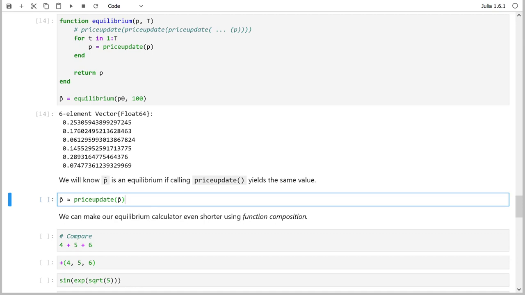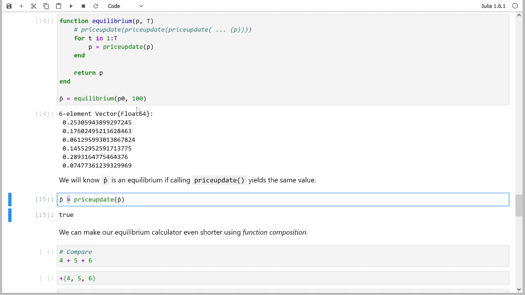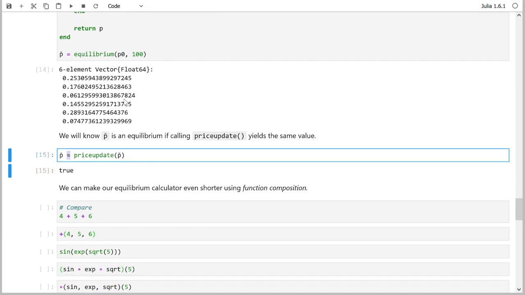So we're going to check now that P bar is equal to its price update, and indeed we got true. I put an approximately equal here because even after 100 iterations, you can occasionally get very small changes on the last digits.